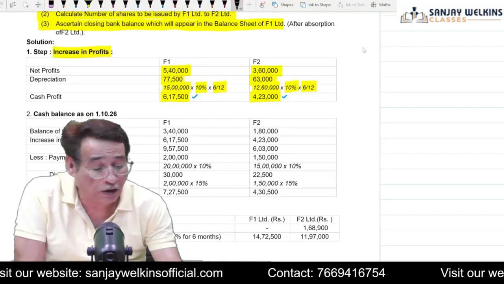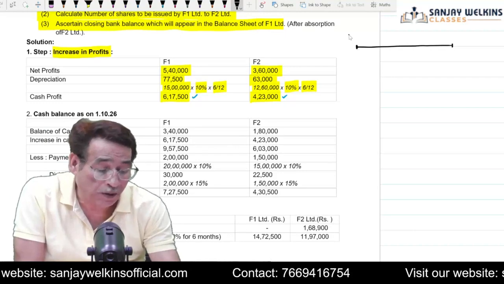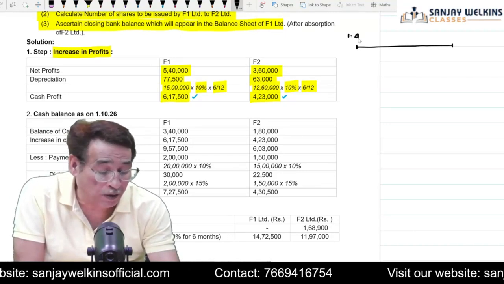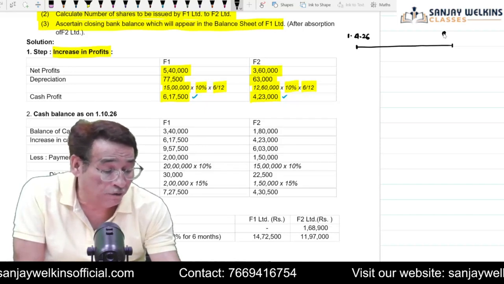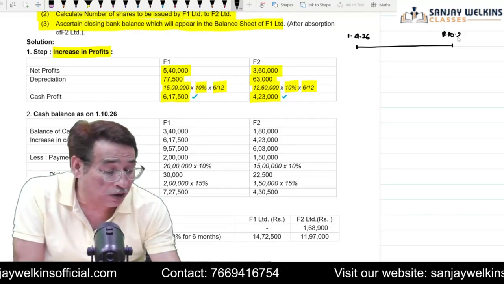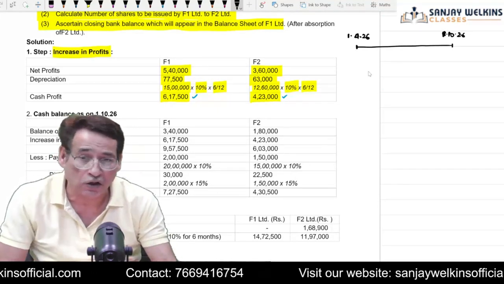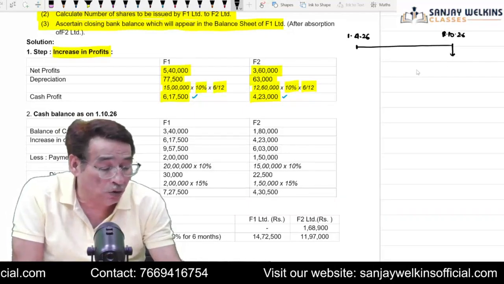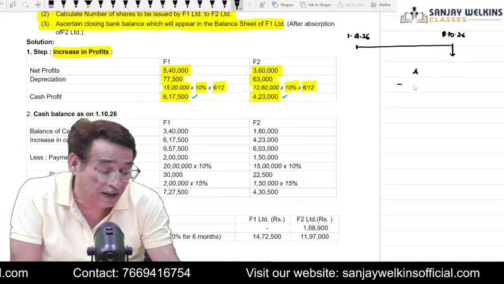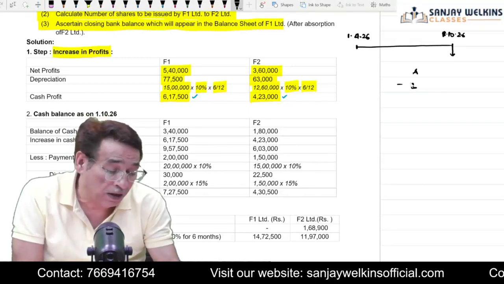Because the date of acquisition is after the end of 6 months from the beginning of the current year. The current year is beginning on 1/4/2026, I have already told you. And on 1st of October 2026, the business is being taken over. F1 Limited has taken over F2 Limited. That means on this date, I need to know the exact position of assets and liability. Is it clear to you?